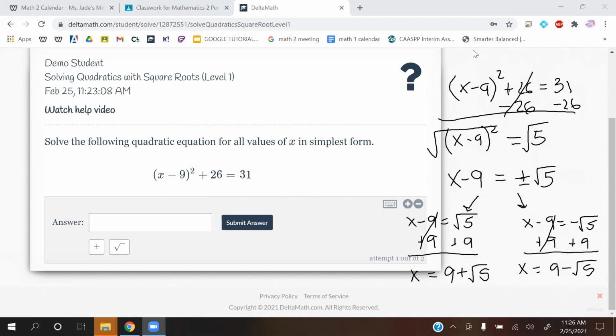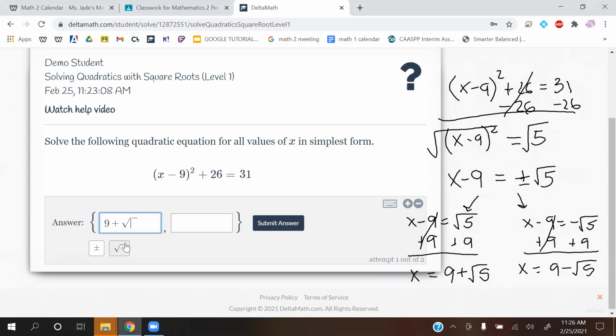Okay, so let me see. Do you see this button? You can see my mouse, I hope. This button right over here, this plus sign that's next to your keyboard, will allow you to type two answers in. So I press that button and you can see that now I have two boxes. In my first box, I will say 9 plus square root of 5. My second box, I will have 9 minus square root of 5. So these are my two answers. And remember, you get your second answer box by pressing this plus sign button right over here.